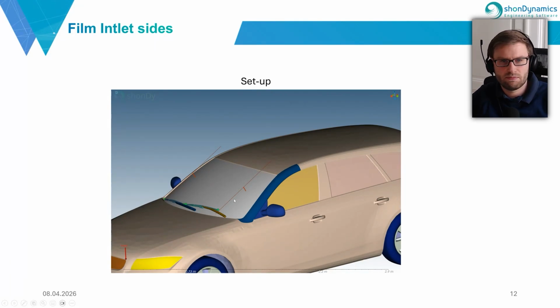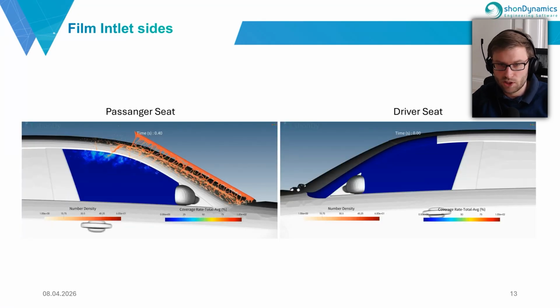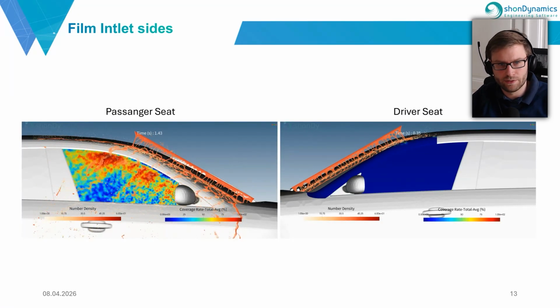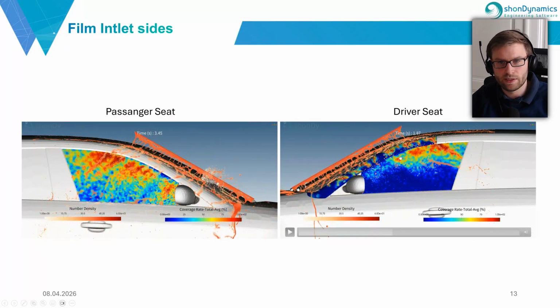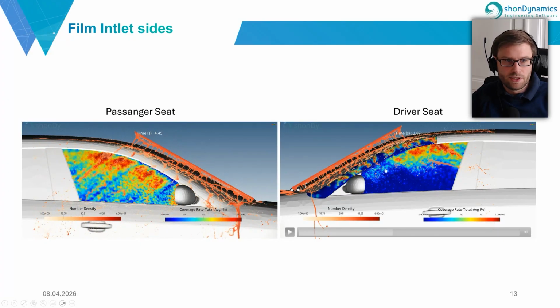The next setup is, if you don't want to simulate a whole rain inlet and just want to know, okay, what happens if I just put a film inlet near the A pillars on the driver's seat and on the passenger seat, and put a lot of water there, what happens here? This simulation is much faster, and you can directly put water there. So shonDye gives you the freedom to do also these kinds of cases and fast simulations, and then you can compare directly the driver seat and passenger seat.